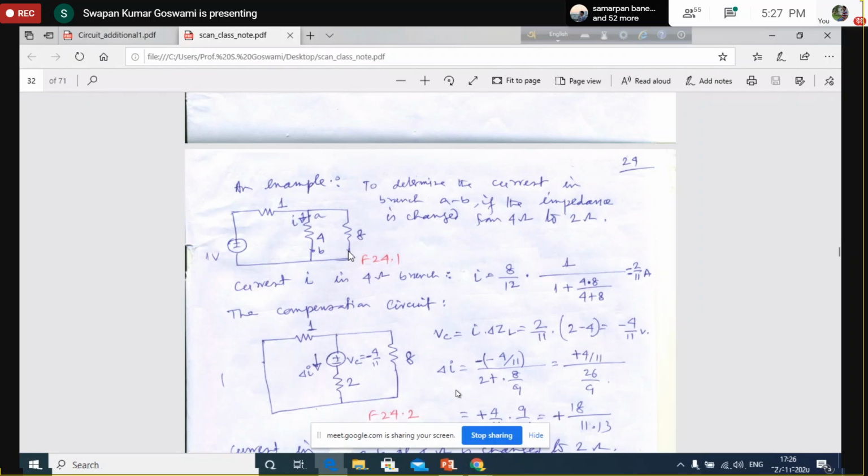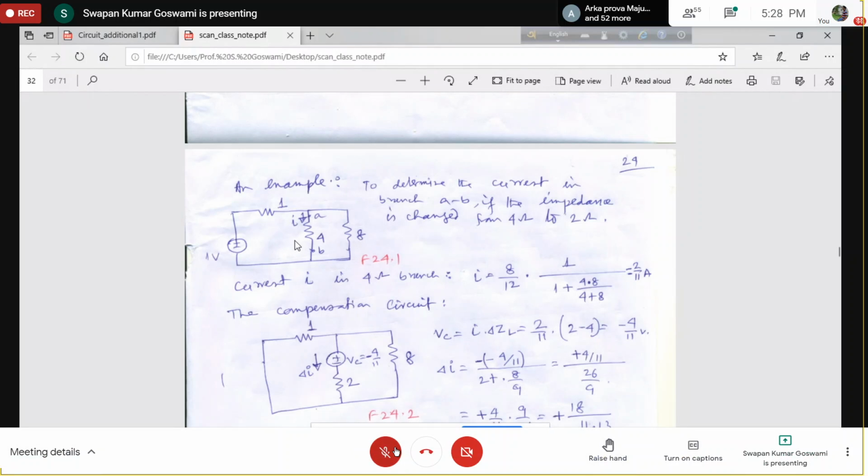Now you shift the ammeter from here to the position of the source and shift the source from this position to the position of the ammeter where it was previously. I am interchanging the position of the source and response. The previous response was the current through the branch with the 8 ohm resistance. Now the source will be placed here, and I shall measure the response here. So by placing the 1 volt source in series with the 8 ohm resistance, what will be the current flowing through this branch? 1 by 11 ampere.